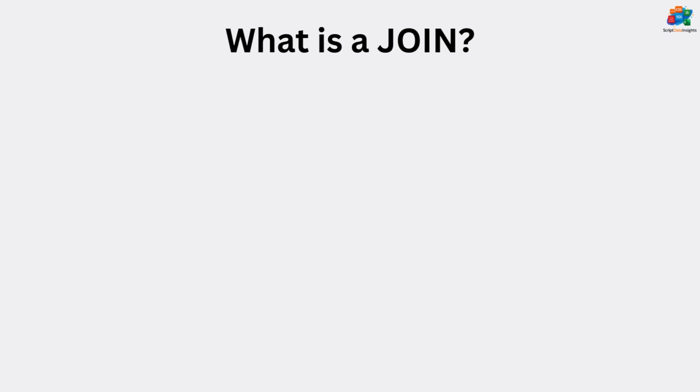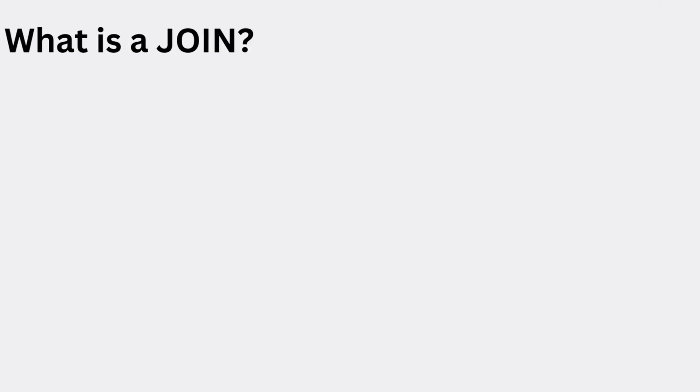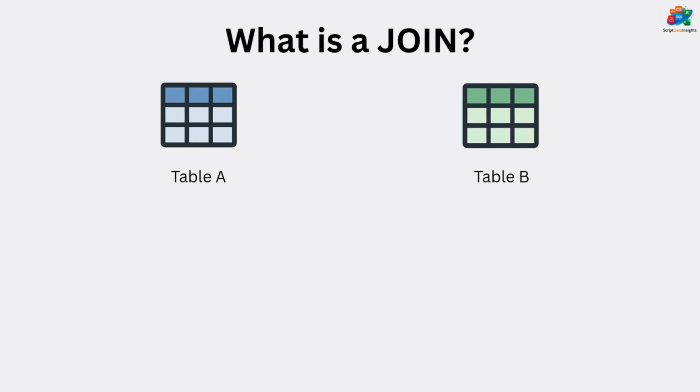Let's start by talking about what a join is. Think of your database as a library, with each table as a different section. You might have a section for customers, another for their orders, and a third for the products they purchase. A join is like a librarian connecting these sections.